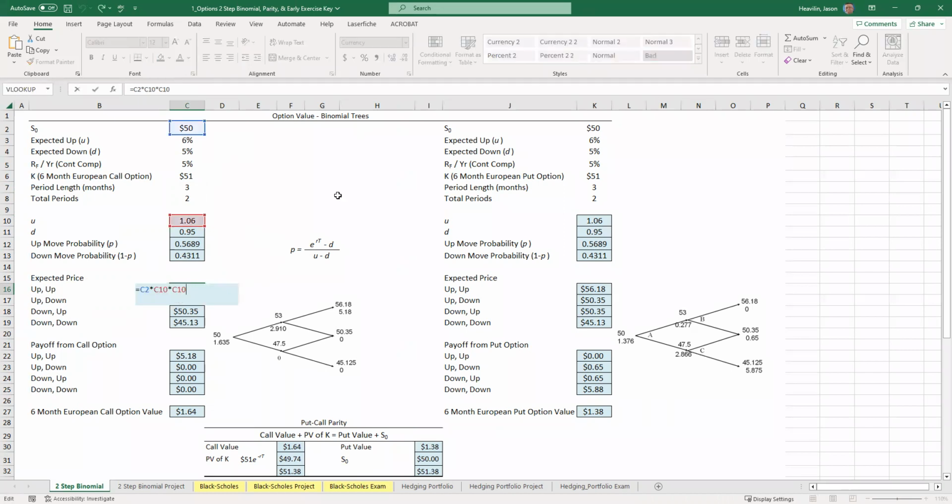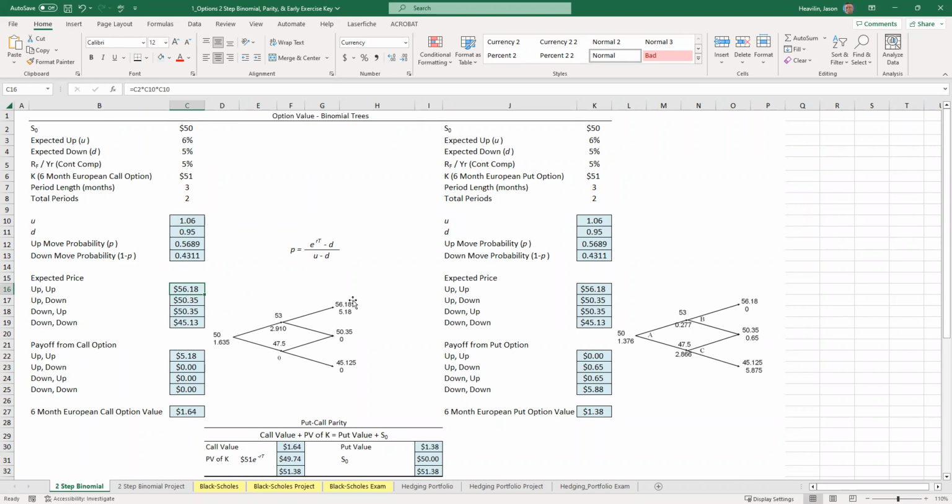So what we have here is the current price of the stock times the factor that we have here if it goes up by 6%. So that'd be the first 3 months. But since we're going to calculate what happens if it goes up in the next 3 months as well, then we multiply it again by the 1.06, the factor. So if the stock price goes up twice by the expected up percentage, you will move from $50 to $56.18.